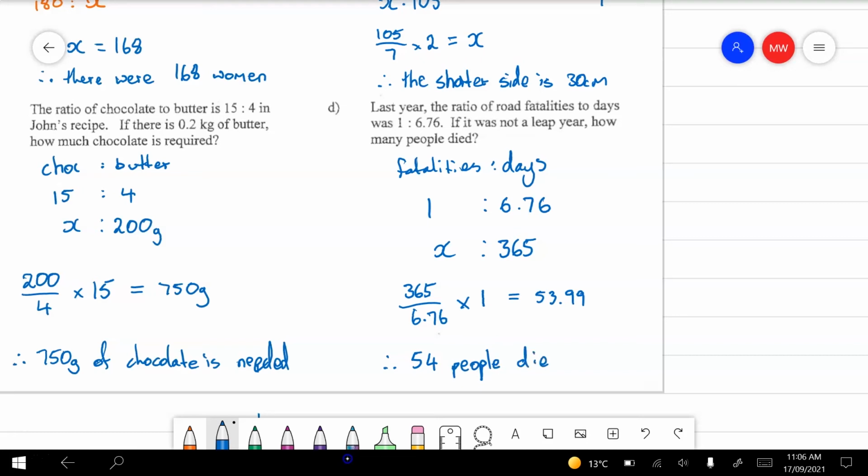died. Just think about this one. It's not like measuring stuff. You can't have 53.99 of a person. We'll round it up to a whole number of people.